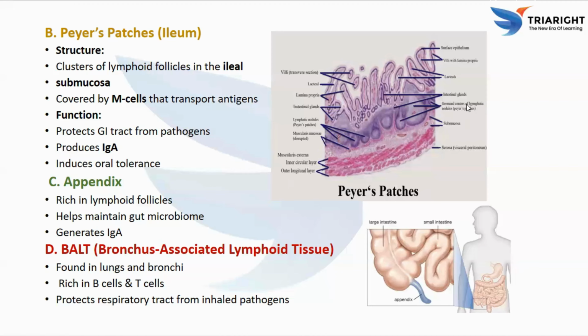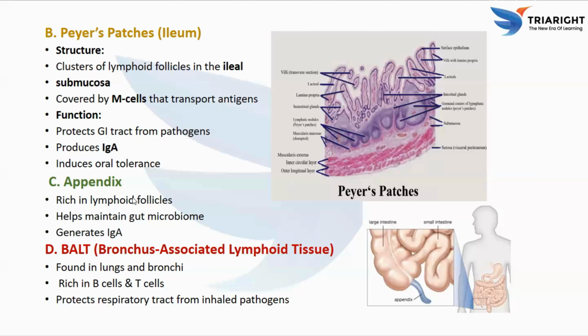nodules. So this germinal center is the area where B cells multiply to make the antibodies. And you can see the muscular layers, the inner circular layer and outer longitudinal layer. And serosa, the visceral peritoneum, this is the outer covering of the Peyer's patch.